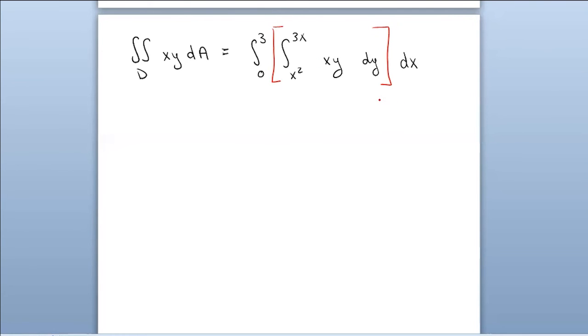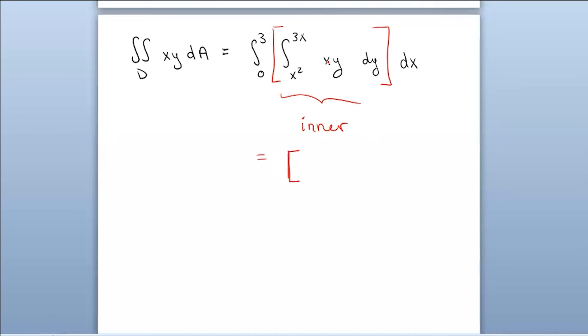Now, the way I like to do things is to go ahead and solve the inner integral, that's what I call it, and then put it back into the outer integral. So that's what I'm going to do. I'm going to just solve what I have in the red brackets. I'll call this my inner integral. Now I'm integrating with respect to y.